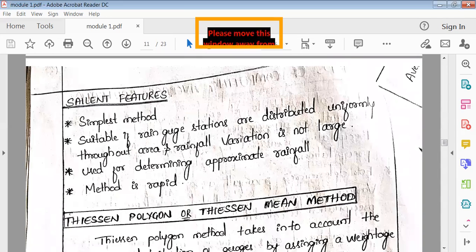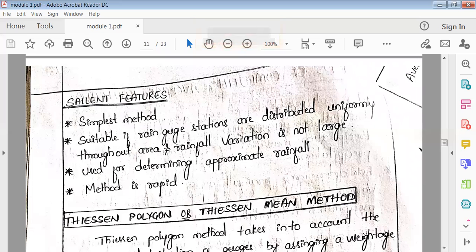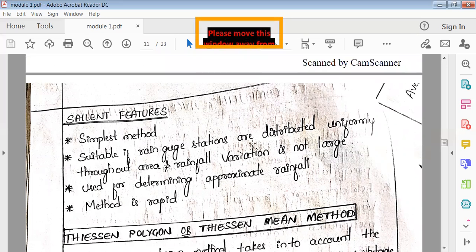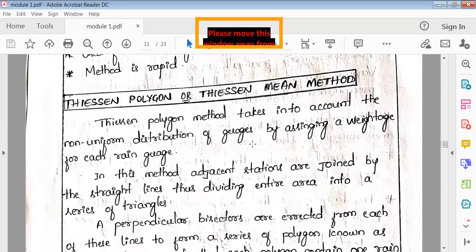The important features of this method: first, it is the simplest method, and it is suitable if rain gauge stations are distributed uniformly throughout the area and rainfall variation is not very large. It is used to determine approximate rainfall. And most importantly, it is a rapid method to calculate the average depth of rainfall. So this is called the arithmetic mean method, or the average method. The next method is the Thiessen polygon or Thiessen mean method.